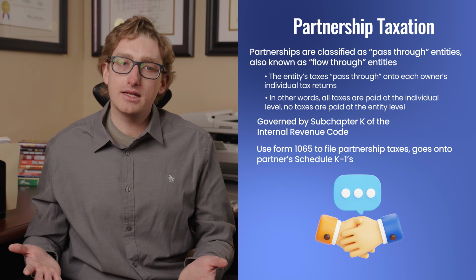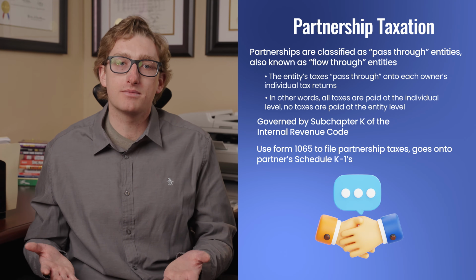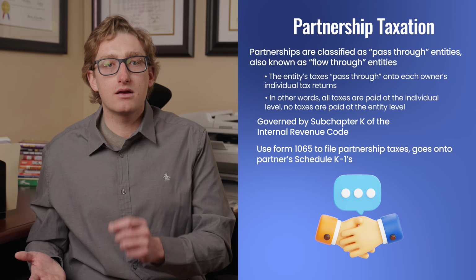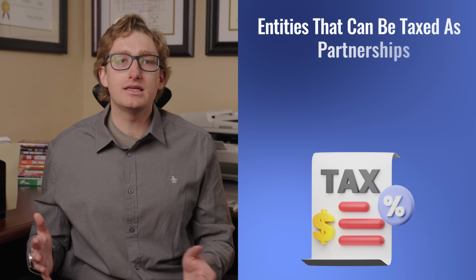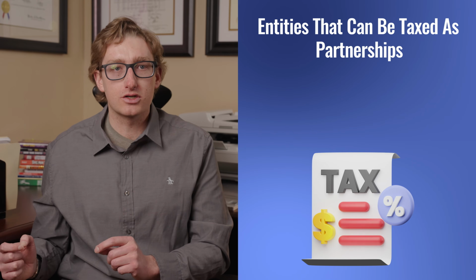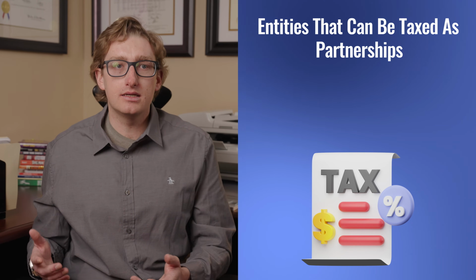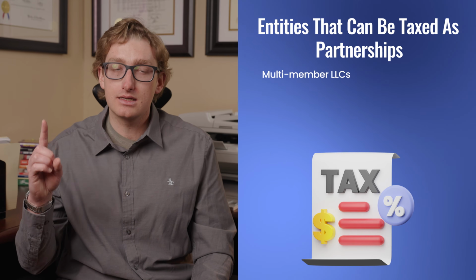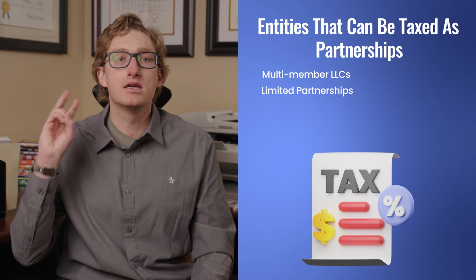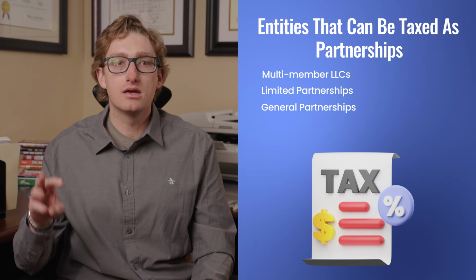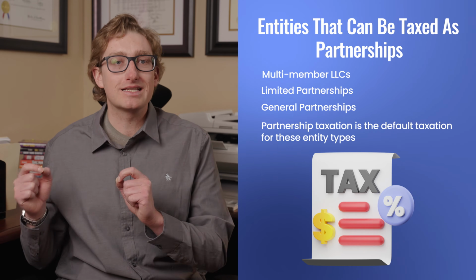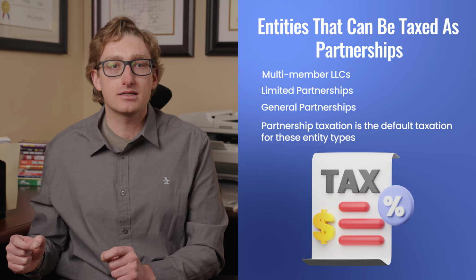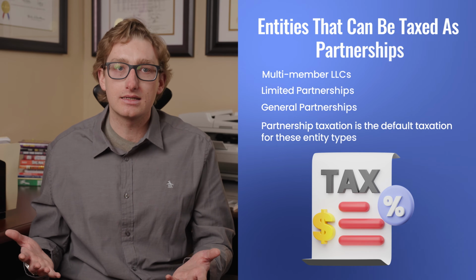You use Form 1065 to file partnership taxes, and these then go on to the partner's Schedule K-1s. So what entities can be taxed as partnerships? Well, these entities can be multi-member LLCs, limited partnerships, and general partnerships. And with these entities, partnership taxation is the default form of taxation for these three entity types.